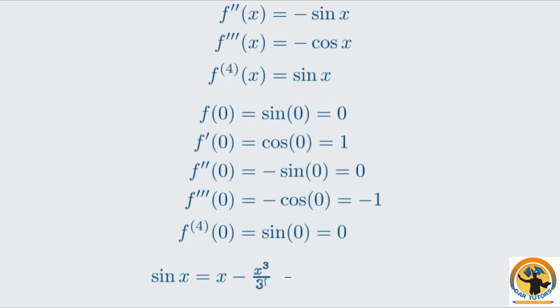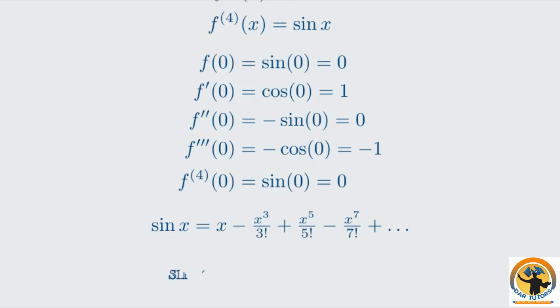It is x minus x cubed over 3 factorial plus x to the 5th over 5 factorial minus x to the 7th over 7 factorial, and so on. In sigma notation, this is the sum from k equals 0 to infinity of negative 1 to the k over the quantity 2k plus 1 factorial times x to the power of 2k plus 1.